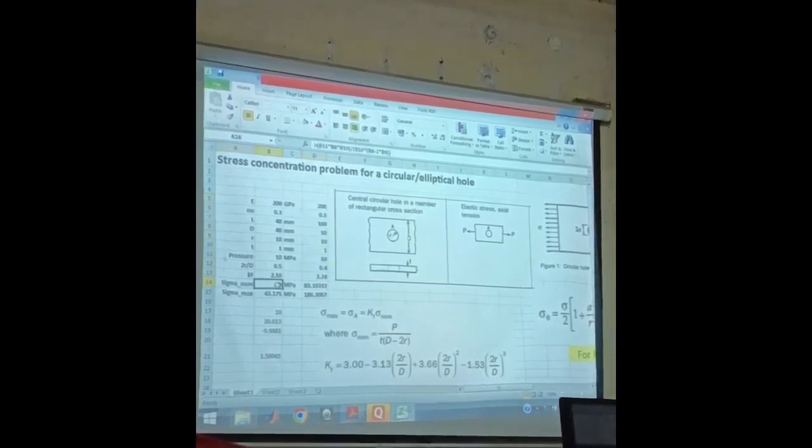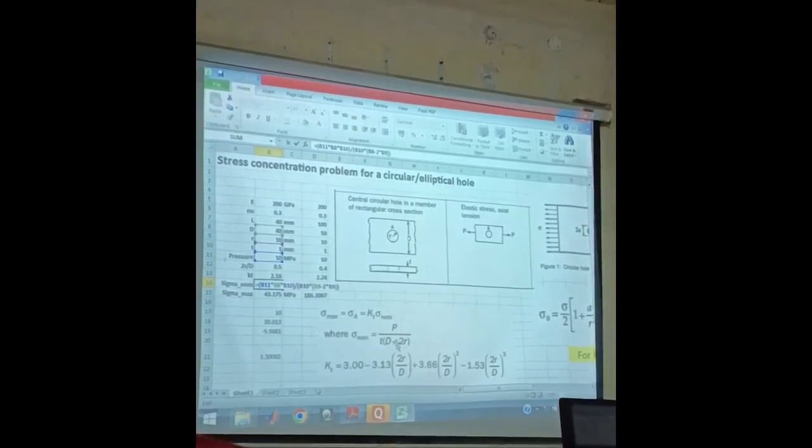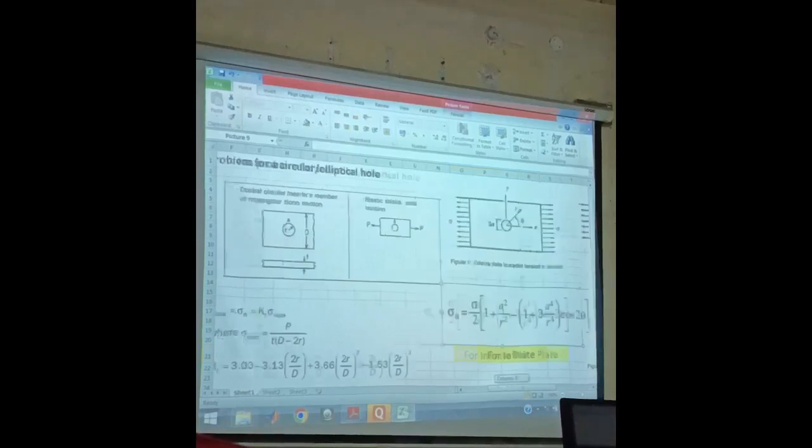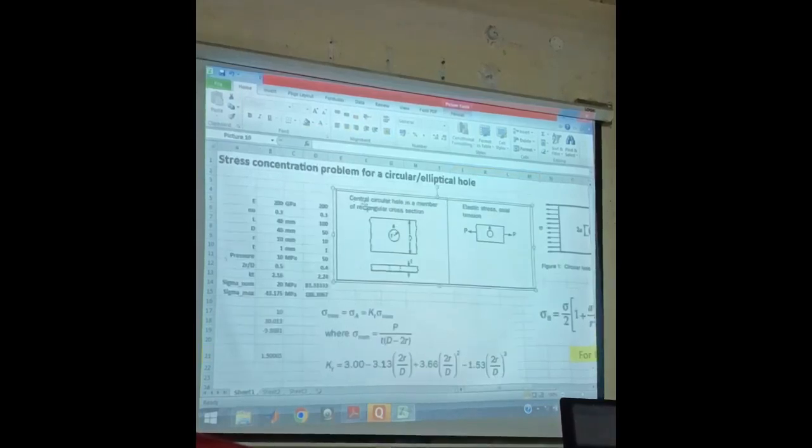Then sigma nominal, I am utilizing this expression. Nominal stress. And sigma maximum will be Kt multiplied by that value. Sigma maximum will be this. Now from the finite element, what will be the sigma maximum? Then I can get the percentage of error for that particular problem for the circular hole. So here what I have shown is the infinite plane. If it is an infinite plane, the relationship was like this. But this is for the finite plane.